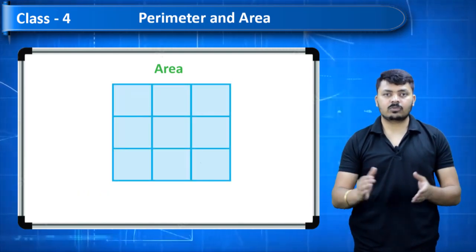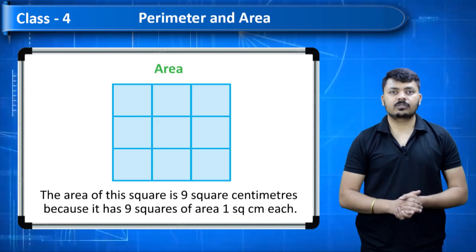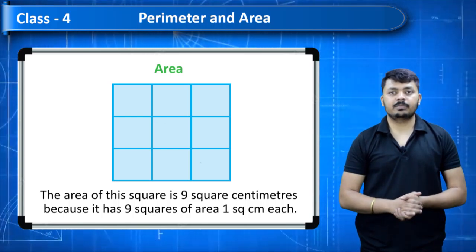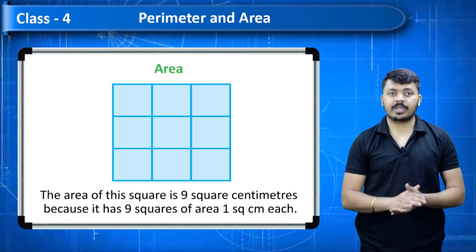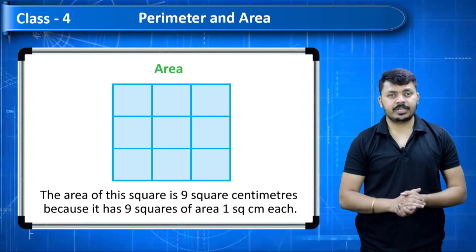Now look at the square below. The area of this square is 9 square centimeters because it has 9 squares of area 1 square centimeter each.